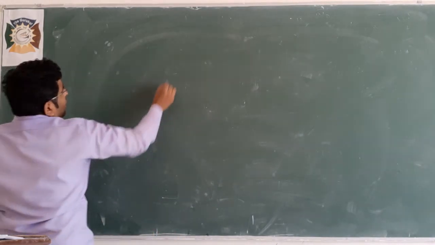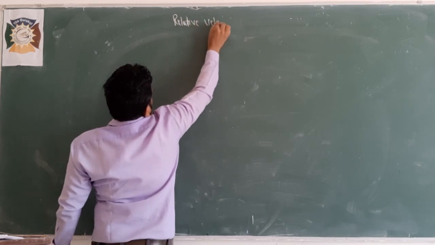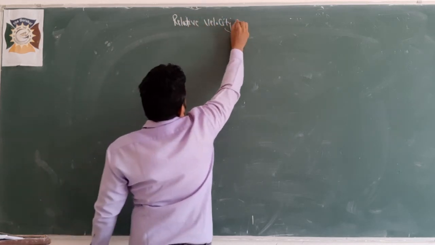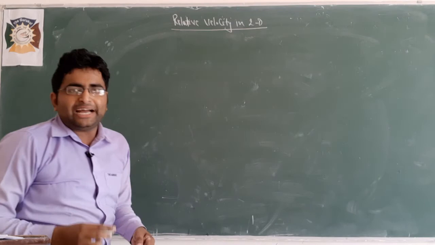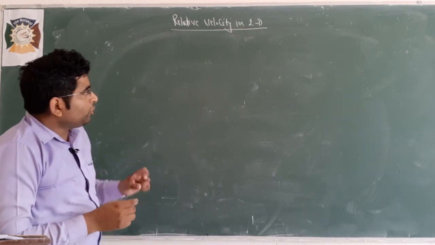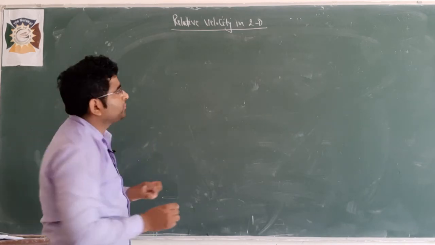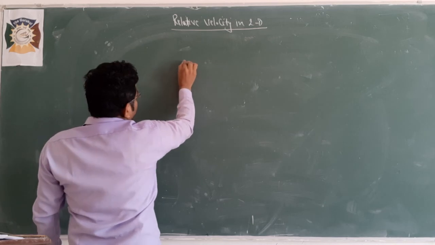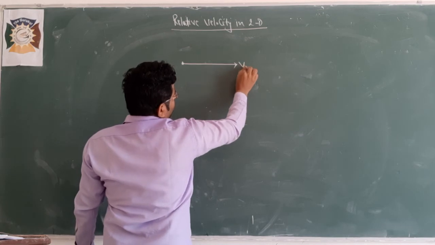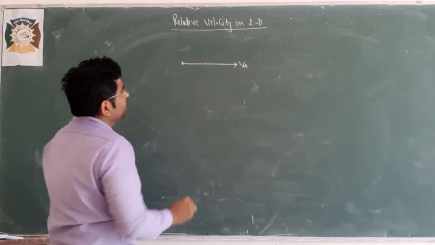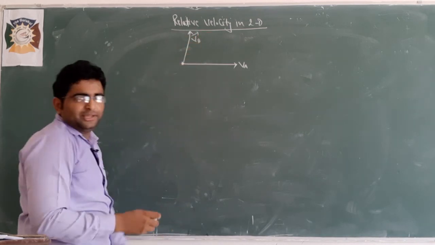Now relative velocity in 2D, it means two vectors will be given to us at an angle theta. Clear? So they will move, the object is moving in a plane. Suppose this is the direction of VA, that is velocity of object A, and this is VB, that is velocity of object B.